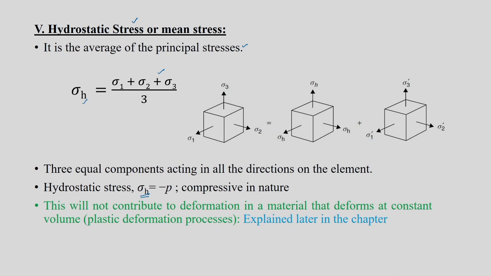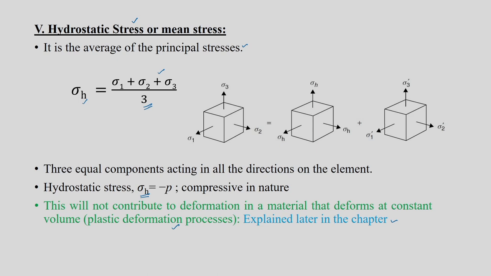We are saying that this will not contribute to deformation in a material that deforms at constant volume, for example, plastic deformation processes. This sigma H, which is like an average quantity of the sigma 1, sigma 2, sigma 3 principal stresses, will not play any role or contribution to deformation in plastic deformation processes. Why it is so, I will try to explain later, probably in the next class, later in the chapter.